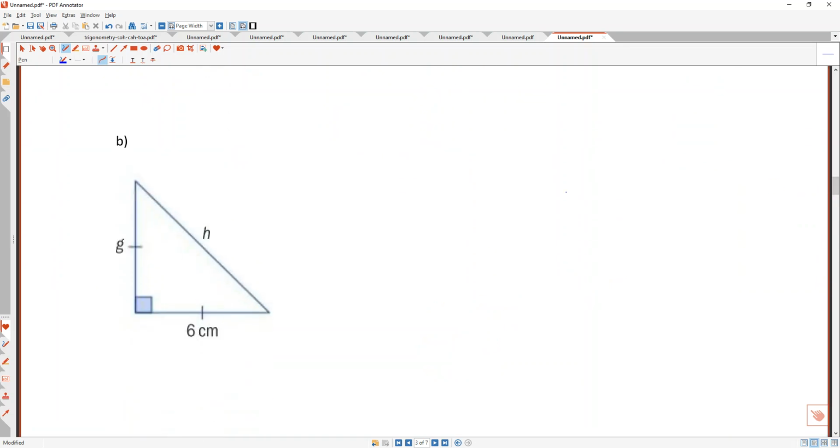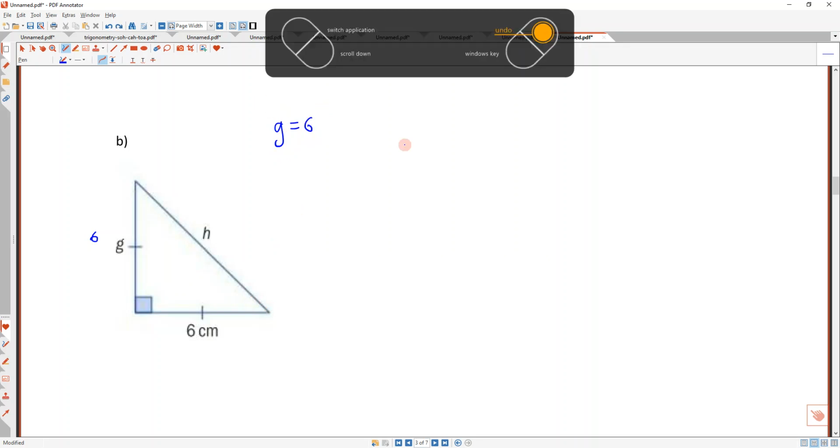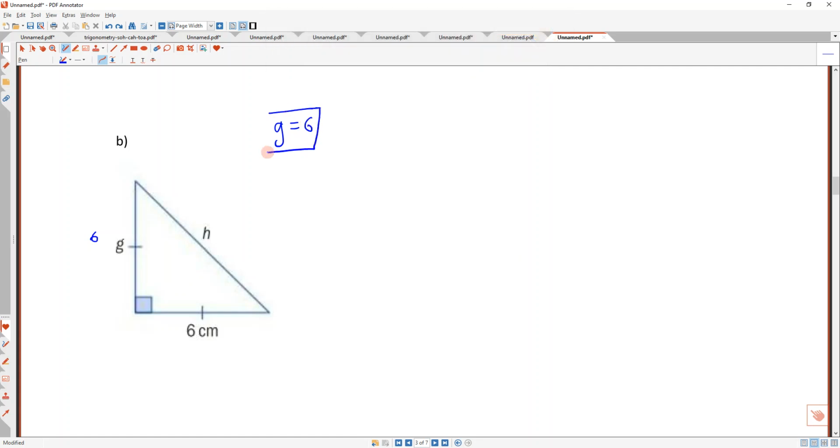Now this one, the 2 little dashes, what does that mean? It means that both these sides are the same length because it's an isosceles triangle. This side is the same length as this side. So I can write down straight away that G is equal to 6. If G is 6 and I need to work out what H is, I've got 2 sides, I don't know this side, I can use Pythagoras. And I'm trying to find the longer side, so it's going to be addition.